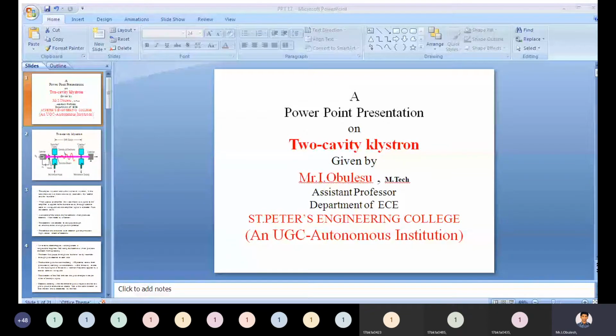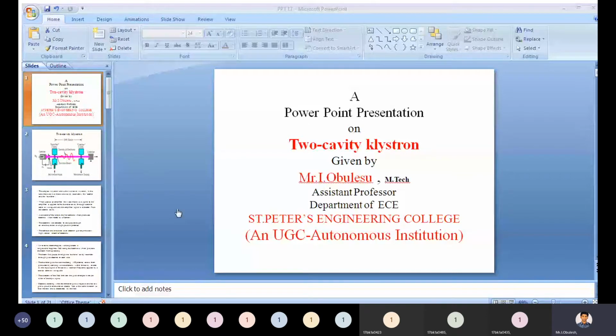You need to see the two cavity klystron diagram on the next screen. This is the two cavity klystron diagram. The simplest klystron tube is the two cavity klystron.